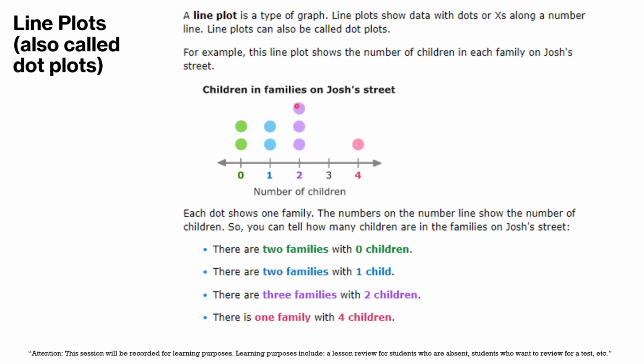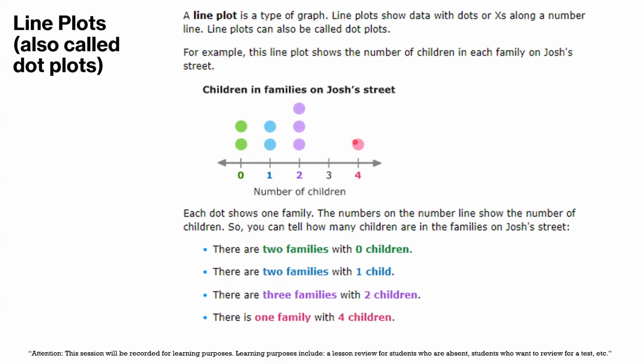How many families had 2 kids? Well, that would be 1, 2, 3. And then there's nothing here for number 3. So that means nobody on the street had exactly 3 children. And then one person had 4 children.